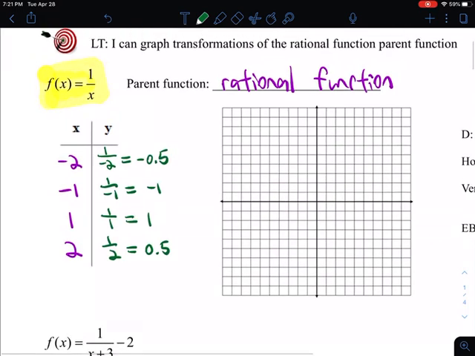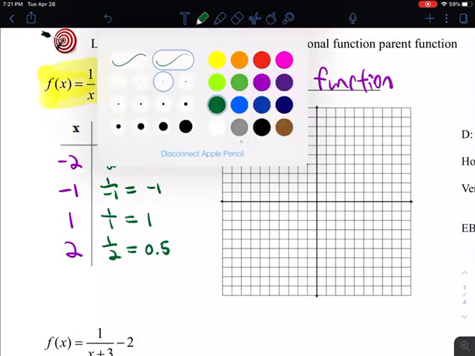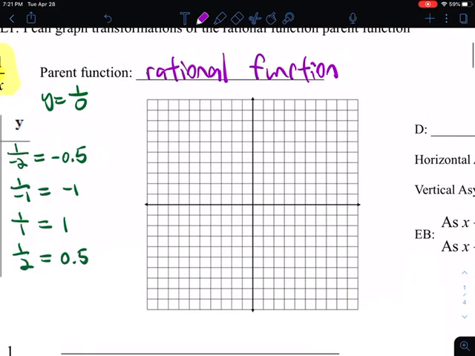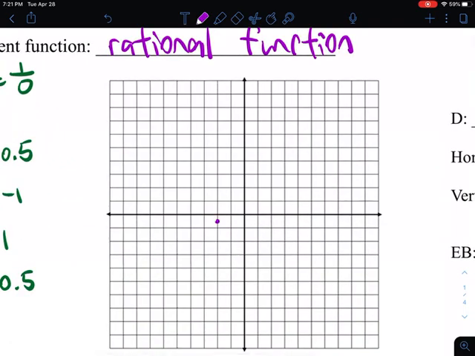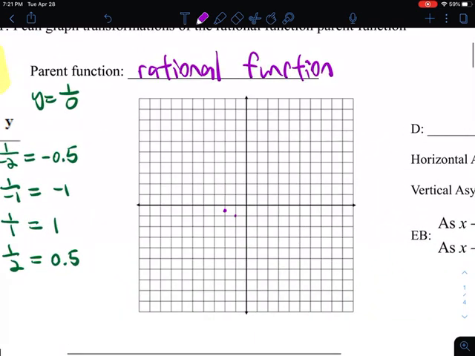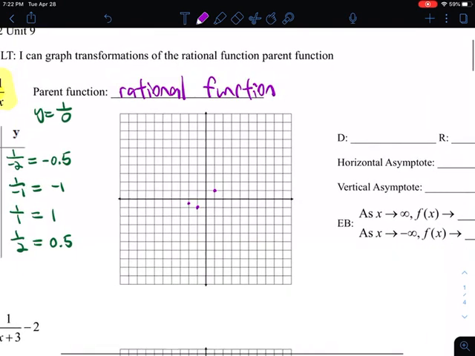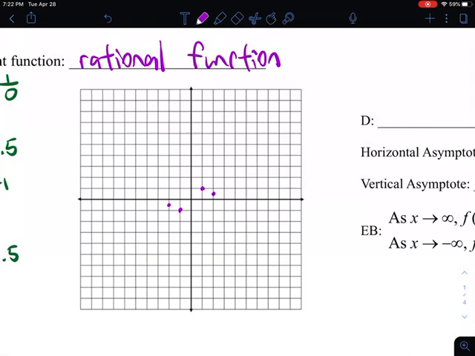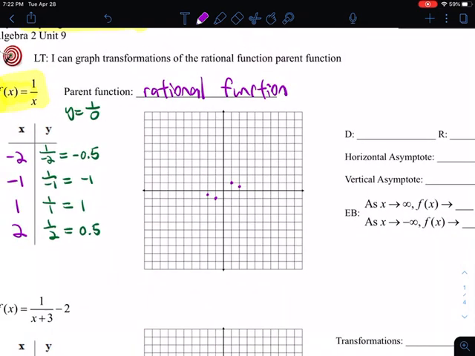Now why don't we use 0 as an x value? Well, if we were to use 0, then y will be 1 over 0, which, as we know, we can't divide by 0, right? Because it's undefined. So that's the reason why we don't use x equals 0. Now let's graph our points. I have -2, -0.5, then -1, -1, and then 1, 1, and then 2, 0.5. So far we don't really see too much. It's just kind of 4 random points. We don't really see what the graph will look like just yet.